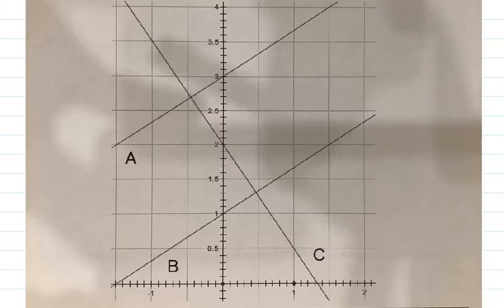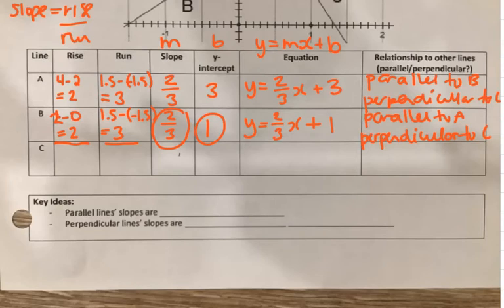So line C, we're going to do rise and run again. So we'll see how far it rises. Pick two good points. It's from 3.5 down to right here, 0.5 is a good one. It's on a clear spot. 3.5 down to 0.5. So 3.5 minus 0.5 equals 3. The rise is 3.